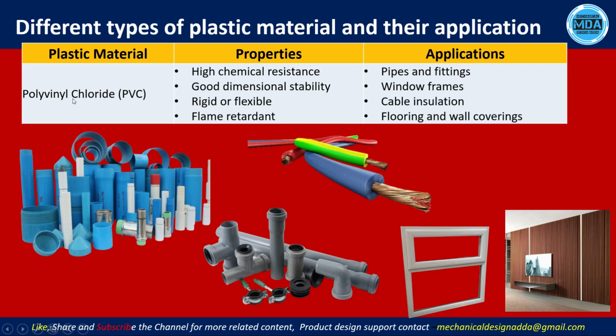Next is polyvinyl chloride, generally called PVC. So PVC pipes, PVC fittings, and PVC used as an insulating material in the frame and in wall covering. It has high chemical resistance and good dimensional stability. It is in the form of rigid or flexible, and it is flame retardant. That's why we are using it in the electrical system as well.